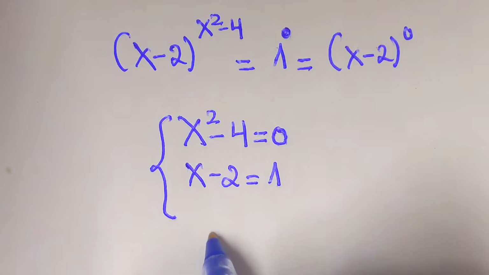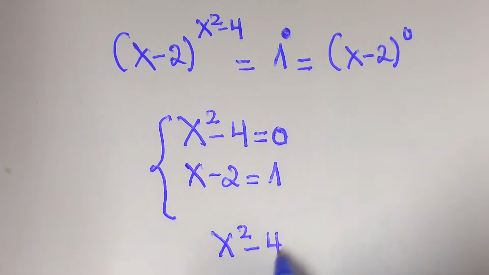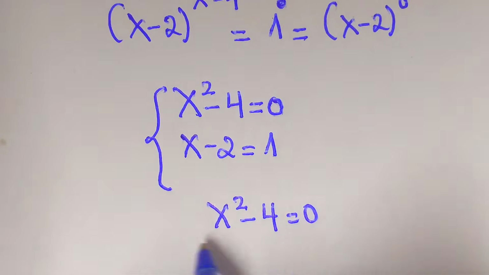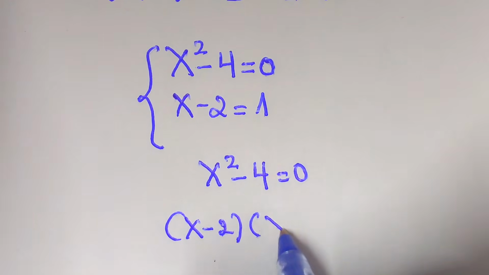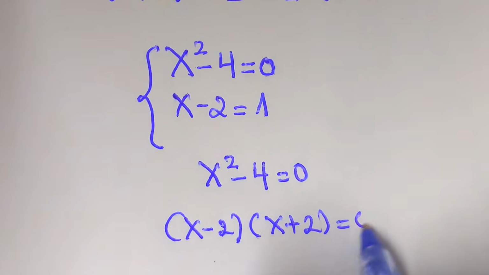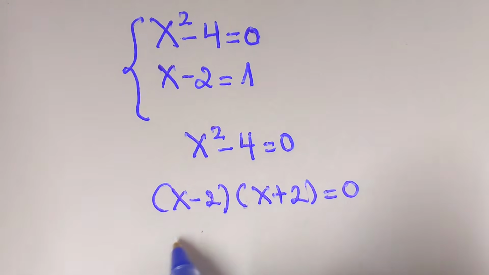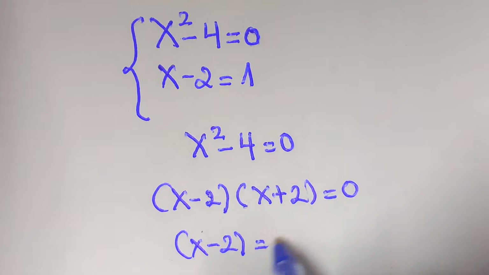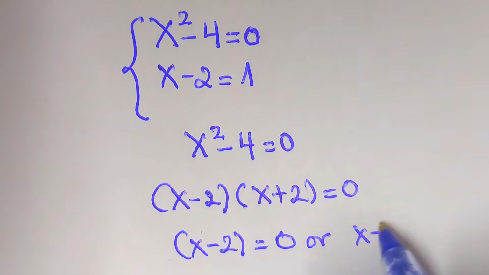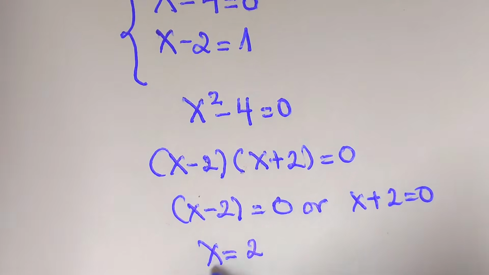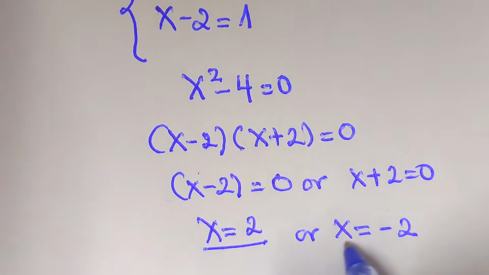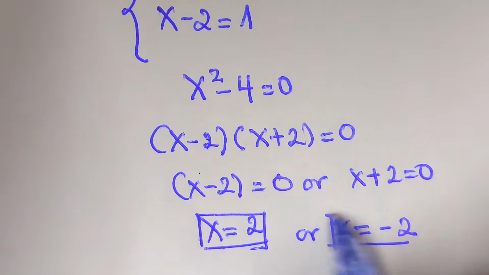Now let us solve. x squared minus 4 equals 0, and this is a difference of two squares, where we can split it to get x minus 2 times x plus 2 equals 0. So we get x minus 2 equals 0, or x plus 2 equals 0. Now I have x equals 2, or x equals negative 2. These are our solutions.